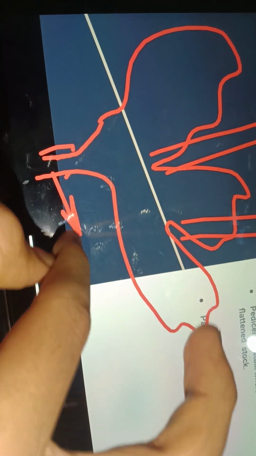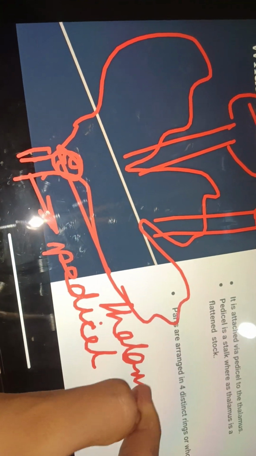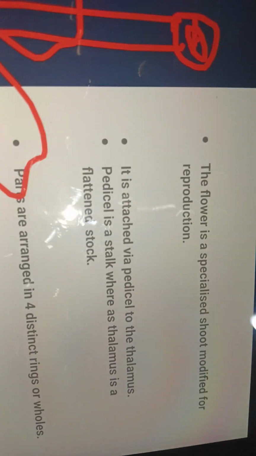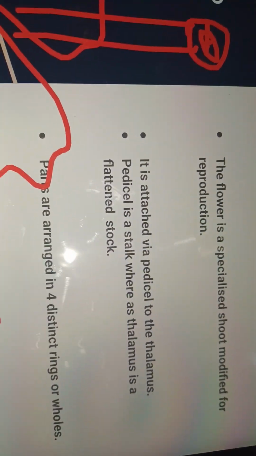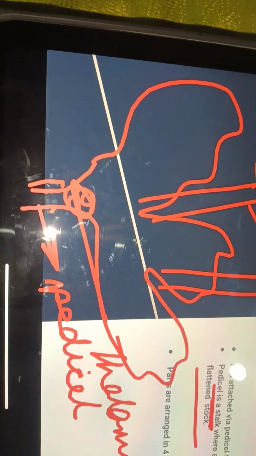Are you able to see this part? This is the pedicel, the stalk, and this is the thalamus, the swollen part. Here you see, the pedicel is a stalk, whereas the thalamus is a flattened or swollen stalk.